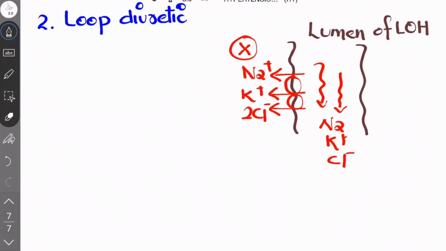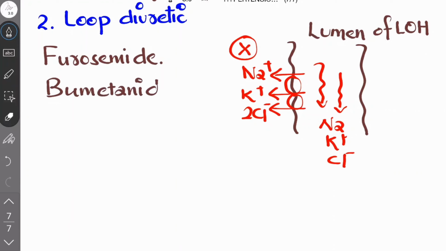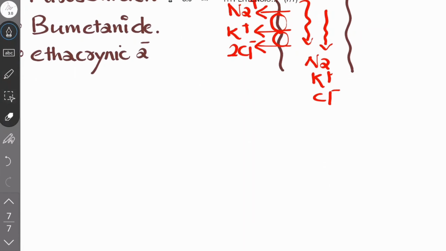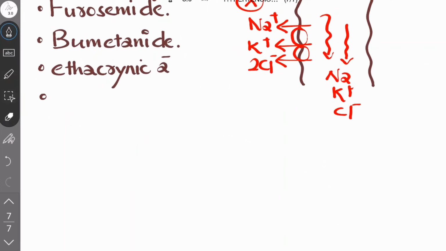For example, furosemide, that is Lasix. Next is the drug called bumetanide. Next is the drug called ethacrynic acid. These are the drugs. You also see one drug called Demadex, that is torsemide.